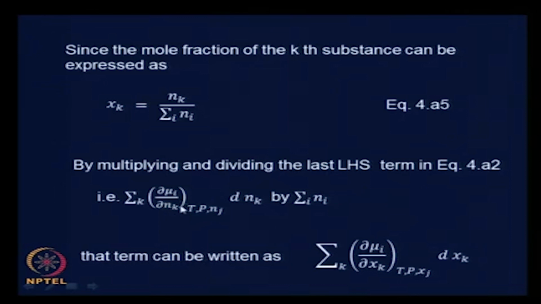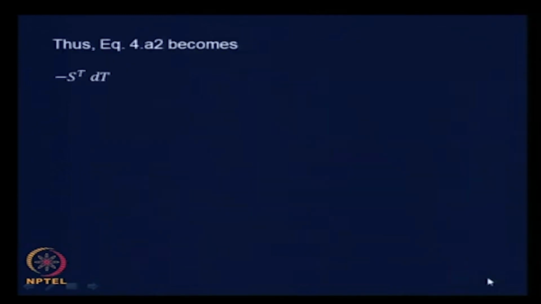Therefore, this can be replaced by xk, and this can also be replaced by xk, and therefore, the last term on the left hand side, the right hand side was 0, can be reduced to sum over dou mu i dou xk at constant T, P. When these x's are considered, the other x's would remain constant. So, T, P, other x's remaining constant, dxk. If we write this in terms of mole fractions and substitute into 4a2, that would become minus St dT plus Vt dP.